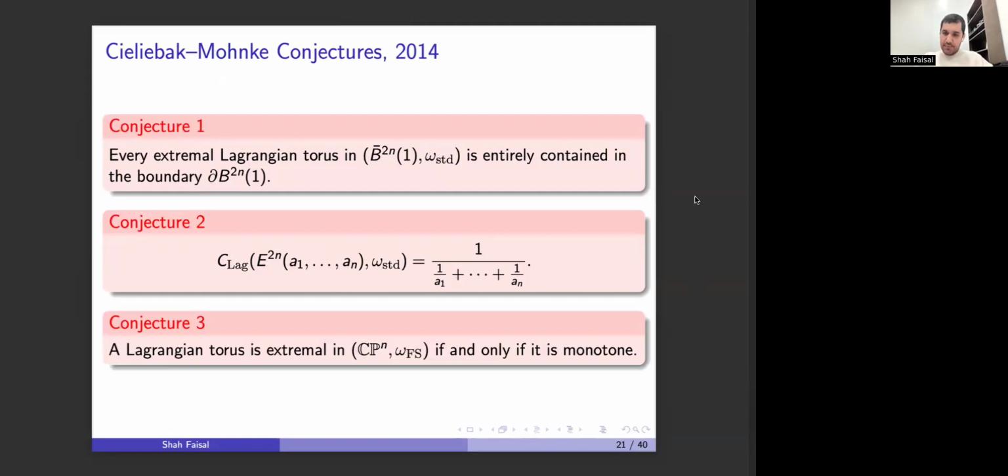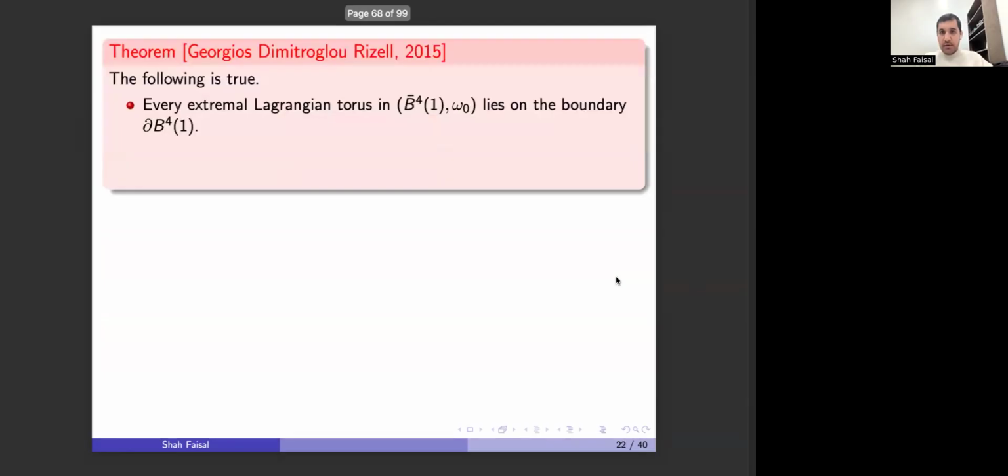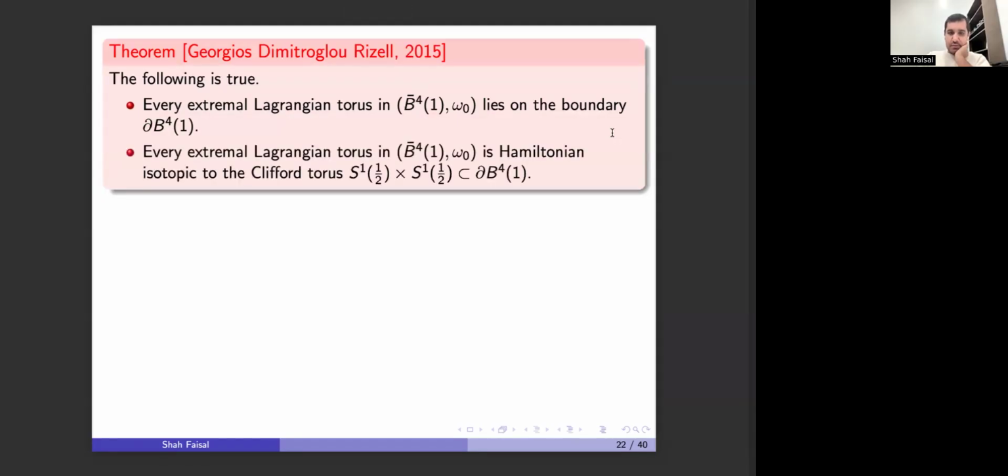And there is a third conjecture which says that extremal tori are basically a replacement for monotone tori. So in CP^n, monotone tori are the same as extremal tori. So here's the progress on these conjectures. Georges Dimitroglou Rizell proved the first conjecture in dimension 4, and it says that every extremal torus in the 4-dimensional ball lies in the boundary, and he also proves that there is a unique such torus up to Hamiltonian isotopy. Okay.